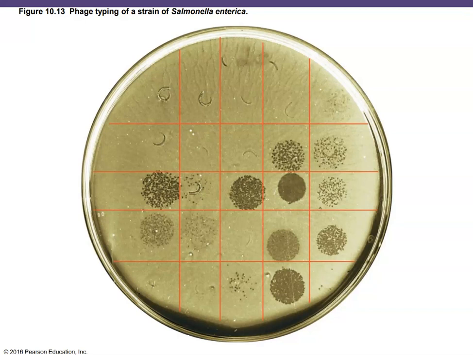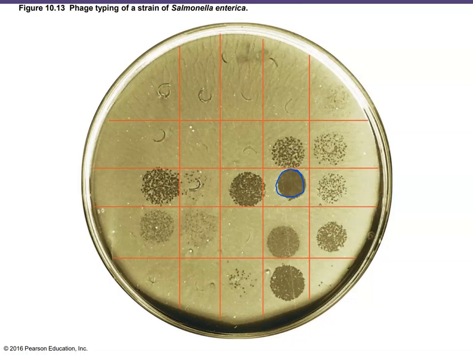Phage typing here of a strain of Salmonella enterica bacteria, and you see these areas of clearing. Otherwise, everywhere there's a haze, except you can see here definitely an area of clearing where these bacteria can't grow anymore. They got infected by this virus, and they lysed, they don't exist anymore.